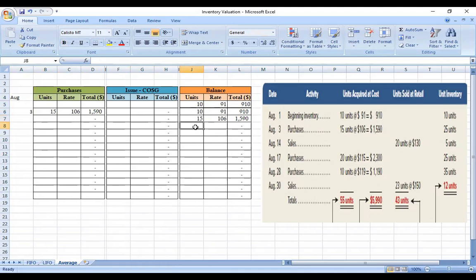Here we have to calculate the rate, that is the weighted average. Weighted average means the total of this and the total of this. So it would be like this. 25 units, and the total of these two amounts. Now we have to calculate the weighted average rate. How will it be calculated? This is equal to this divided by this. This will be the weighted average rate, and if I calculate it in the form of decimal, it will be like this.